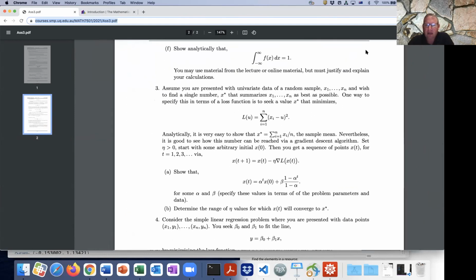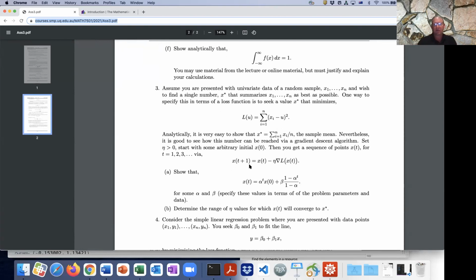So this 3 is one I like. The nice thing about this 3 is that this is gradient descent, but in one dimension. It's not hard to show, and it's kind of nice, that the mean of the points is the thing that minimizes this. You can see it in different ways, but you're doing gradient descent in one dimension here.